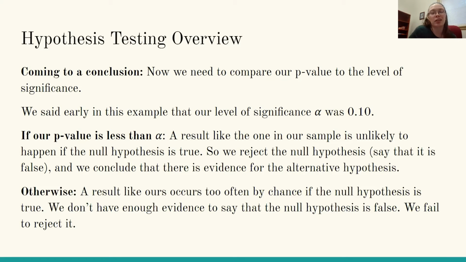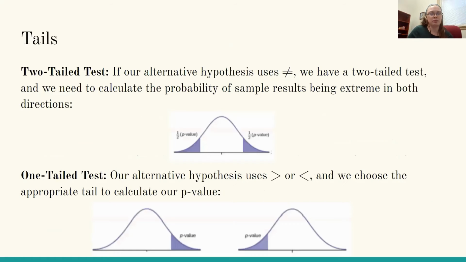If, however, the p-value is not less than alpha, then a result like ours occurs too often by chance for us to say that the null hypothesis is false. We don't have enough evidence to reject it. And that's what happens here, right? Our p-value was 22% or 0.22, and that's greater than our level of significance of 0.1. So it's entirely possible, based on our sample data, that only 30% of all the donuts sold are glazed.